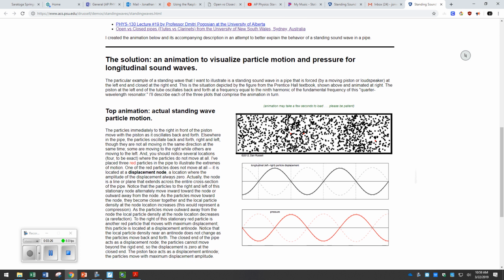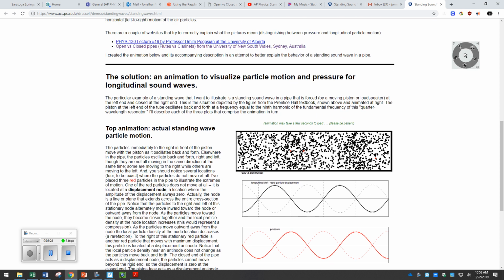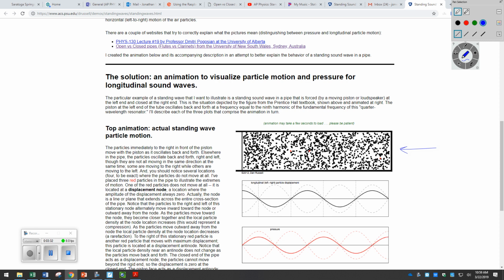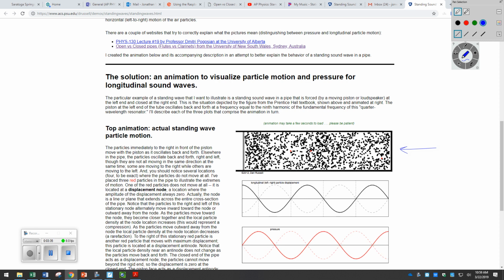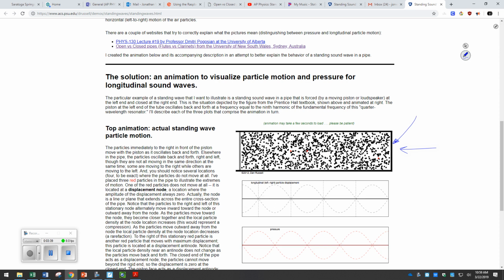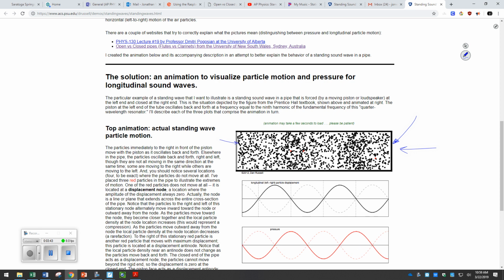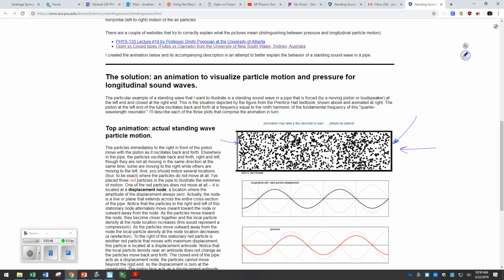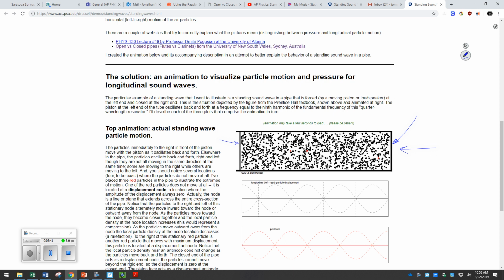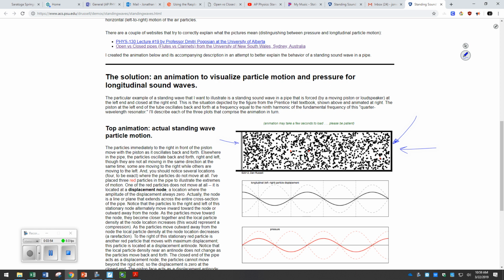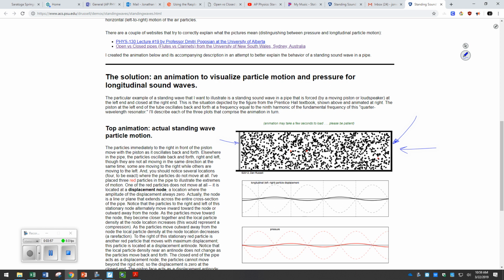But what I want to jump to is this animation here that shows physically what's happening inside an air column. Now, this air column is not open at both ends. This is quite literally like a cap on the end of an air column. And over here, this oscillator is something that's driving the oscillation of air particles. So you have to look at a couple of different positions and a couple of different things that are happening.